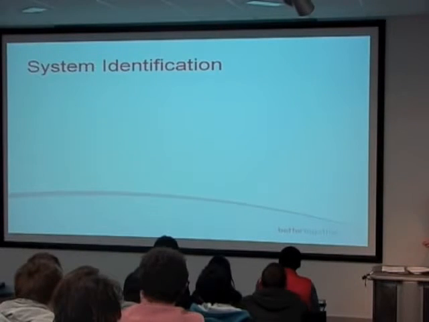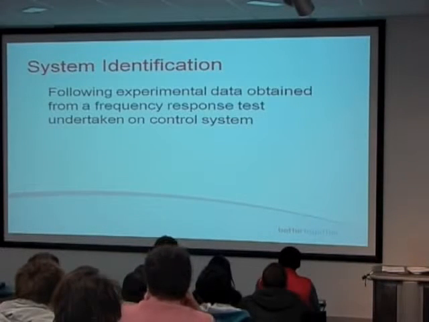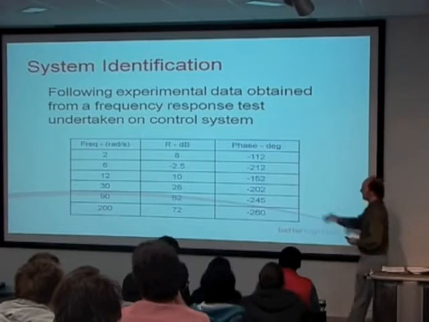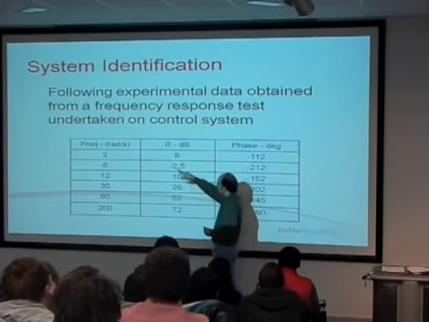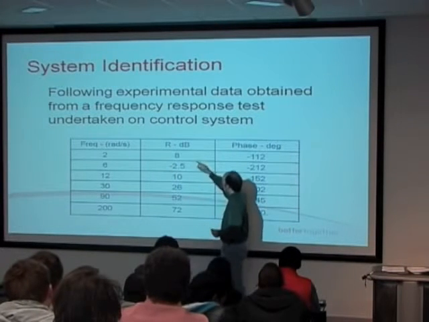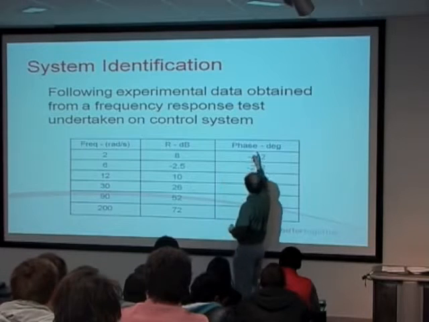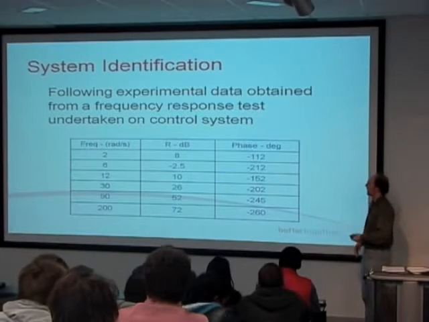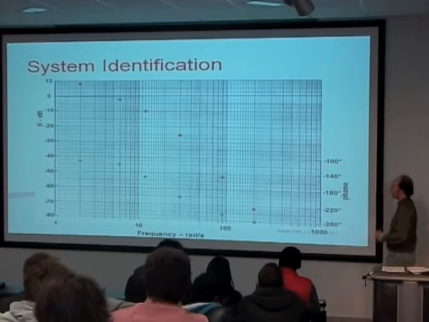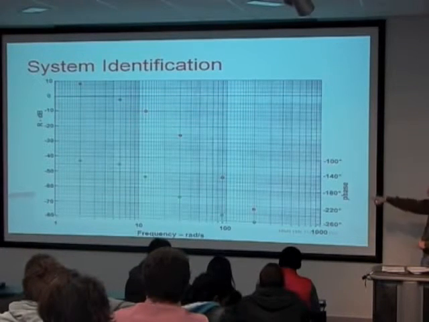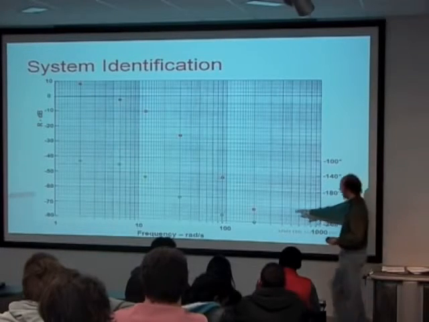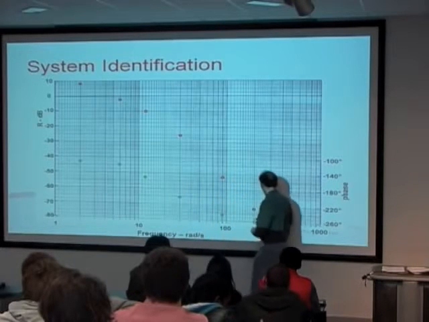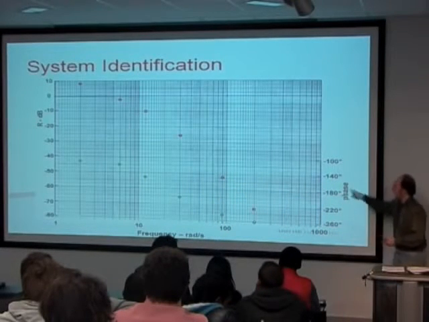So here's my data. I've been given a table of data obtained from a frequency response test undertaken on some control system. Okay, so there's some frequencies I've been given in radians per second. I've got my amplitude ratio in decibels and my phase angle in degrees. Okay, so there's my data points. I take a Bode plot and I plot those points. Okay, so those are the points that I've got from my data. This is the amplitude. The red ones are the amplitude ratio relating to that one, and the green are the phase relating to that axis.